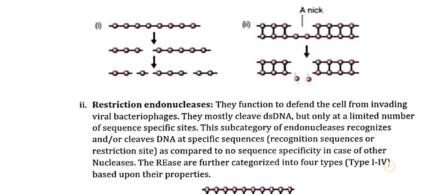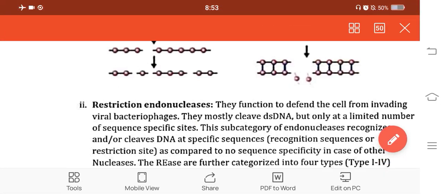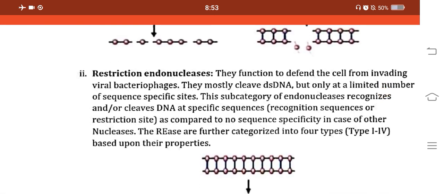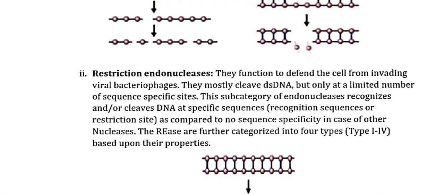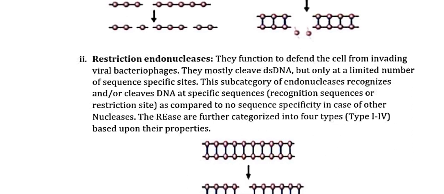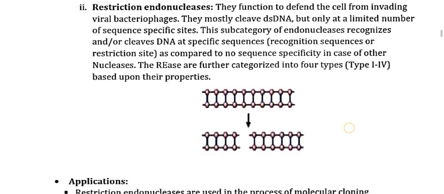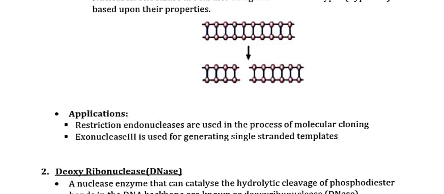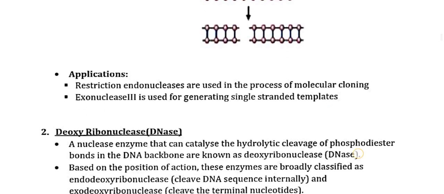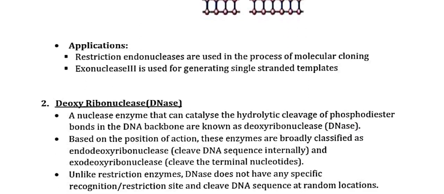This subcategory of endonuclease recognizes and/or cleaves DNA at specific sequences. Recognition sequences are restriction sites, as compared to no sequence specificity in the case of other nucleases. The restriction enzymes are further categorized into four types, type 1 to 4, based upon their properties. Now applications. Restriction endonucleases are used in the process of molecular cloning. Exonuclease 3 is used for generating single-stranded templates.